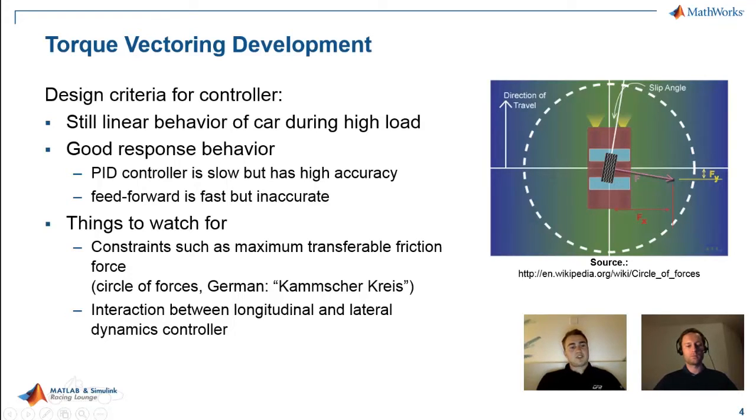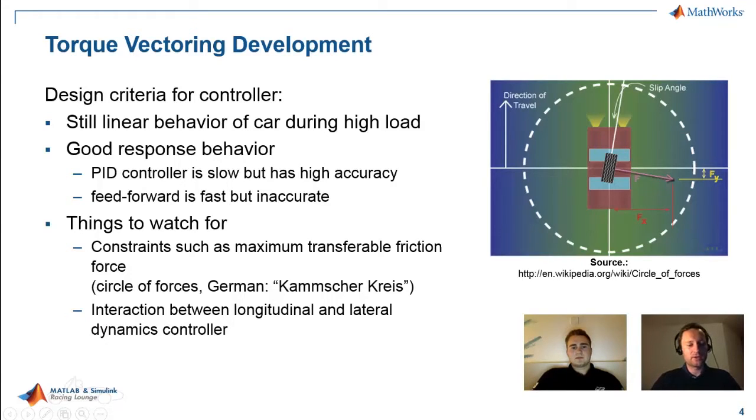Okay. And in case of torque vectoring, you have to take care of some constraints. In torque vectoring development, this is the maximum transferable friction force, which is limited by the circle of forces, or as it's called in German, Kammscher Kreis. This means basically you have a limited maximum transferable force. So if you are transferring very much force in the X direction, you cannot transfer much force in the Y direction. Okay, perfect. Thank you.